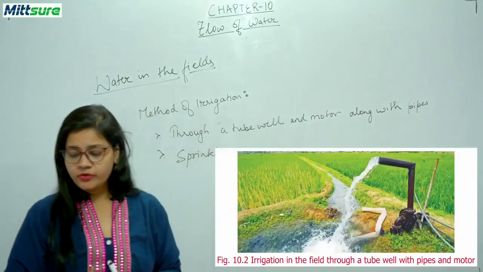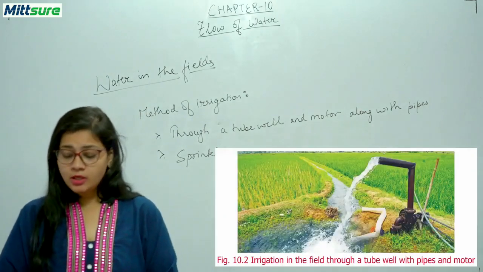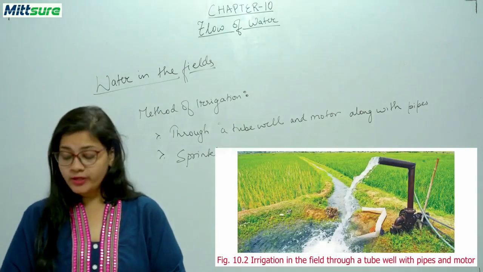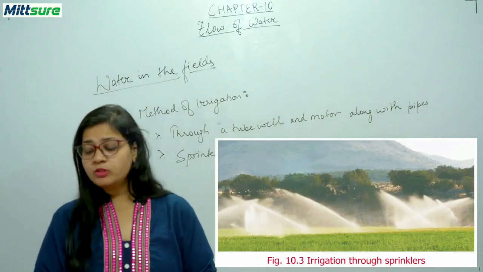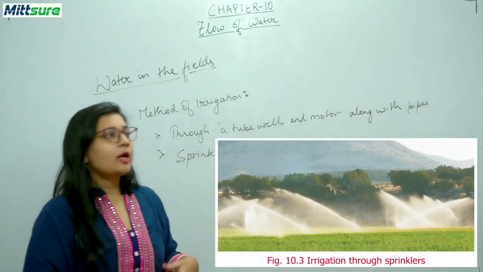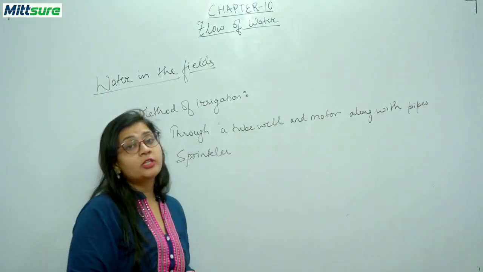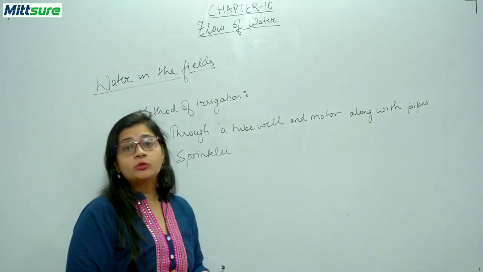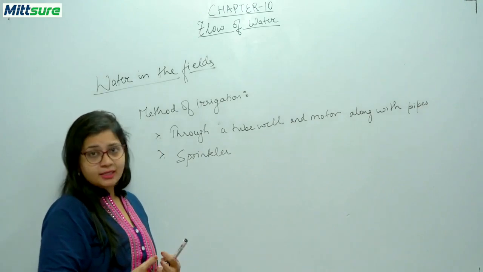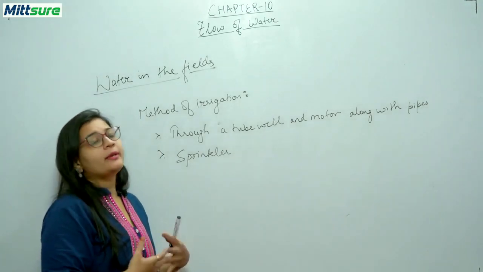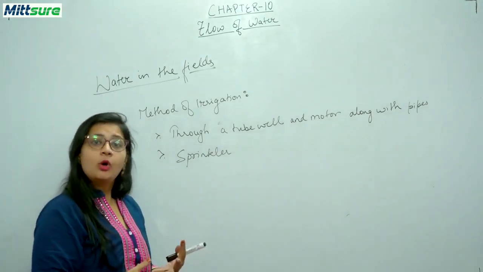You can see the image given in your book, that is the first image is irrigation in the field through a tube well with pipes and motors. Next is irrigation through sprinklers. Another method of irrigation can be from an underground source also. आप अंडरग्राउंड से पानी निकाल सकते हैं, underground water, and that water can be used for irrigation purposes also.